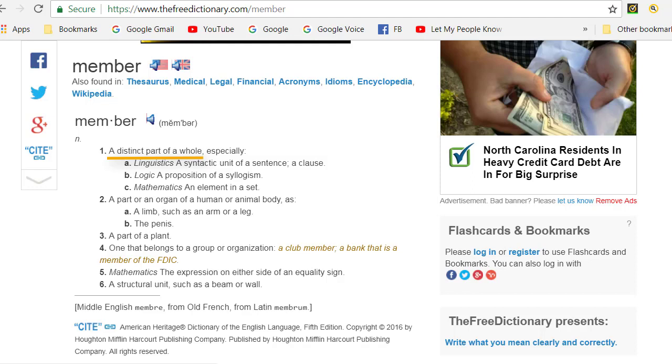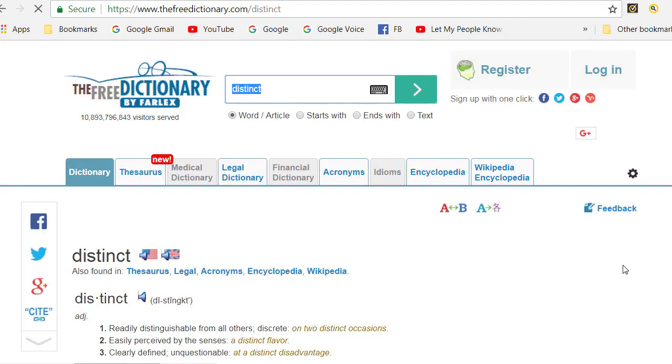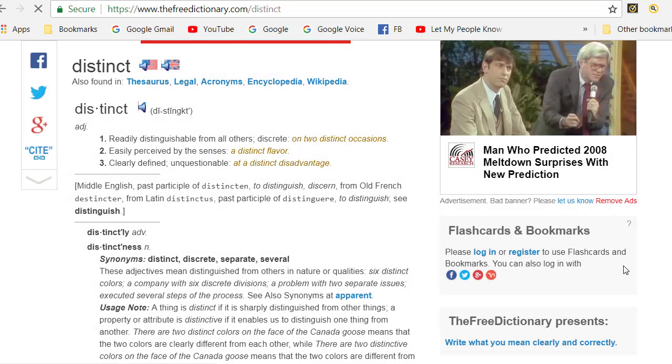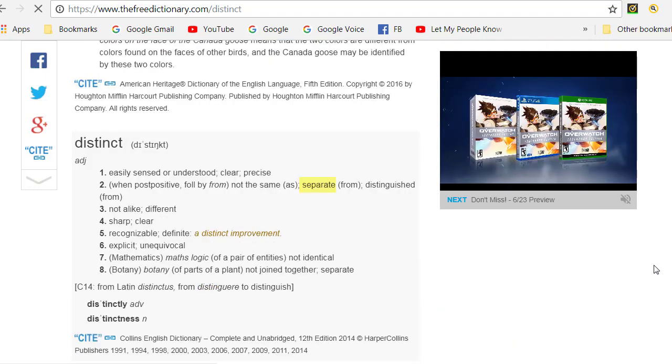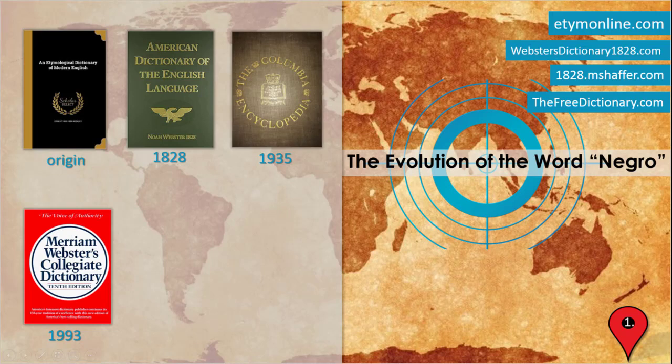Because I'm learning to look at language with a new perspective, I thought to myself, I probably want to revisit the definition of the word distinct. According to thefreedictionary.com, distinct means readily distinguishable from all others, discrete and easily perceived by the senses, and clearly defined, unquestionable, and also includes separate, not alike, different, recognizable. I don't know about you, but I'm already starting to get the understanding that the English colonizers knew who the Negroes were before they took them captive. But it's still early. Let's continue examining our evidence.